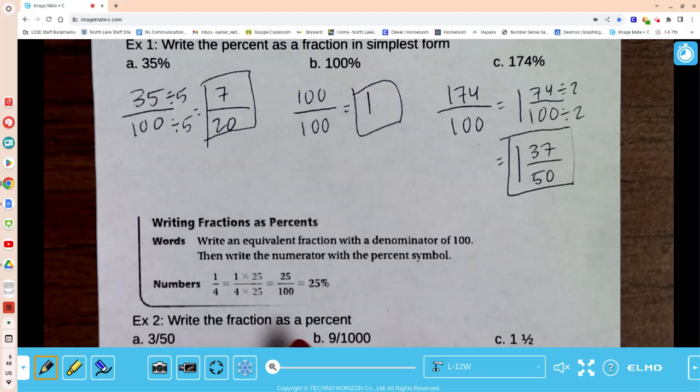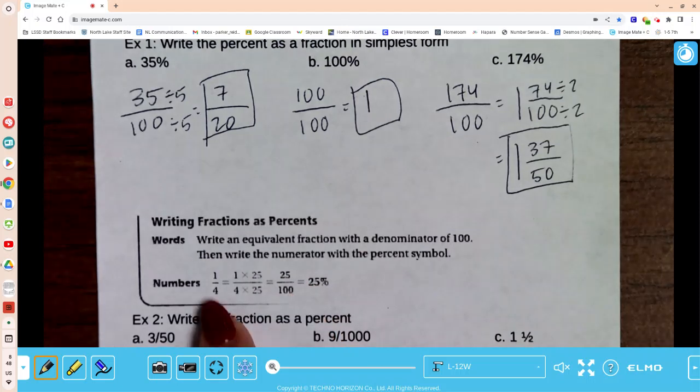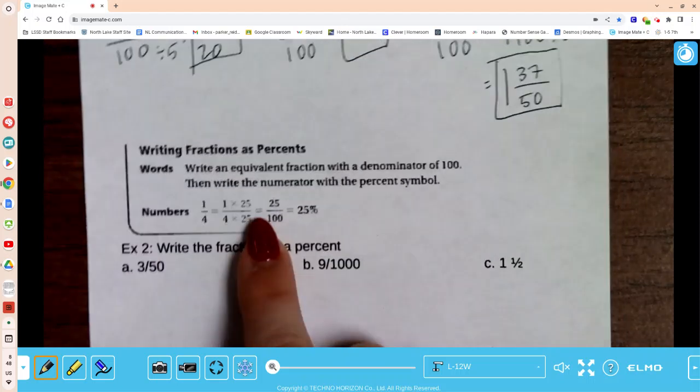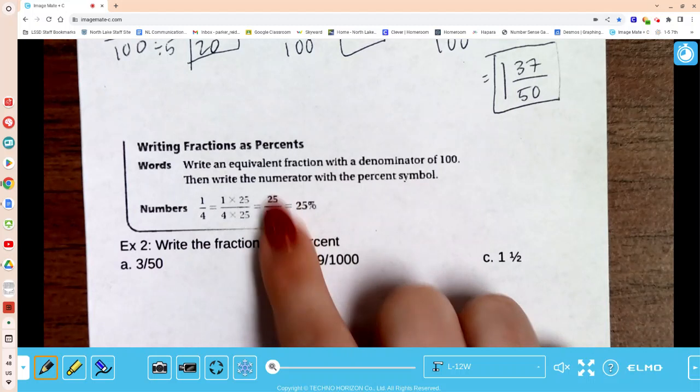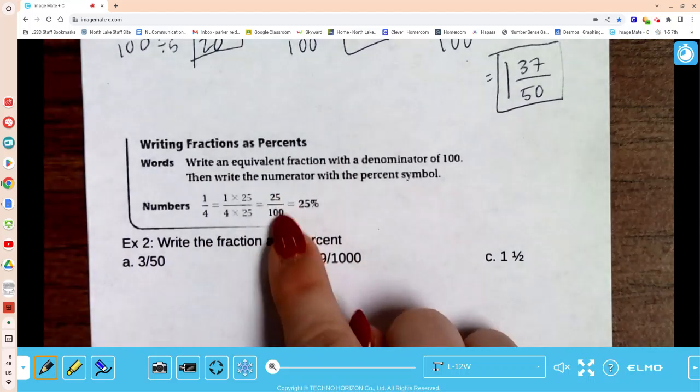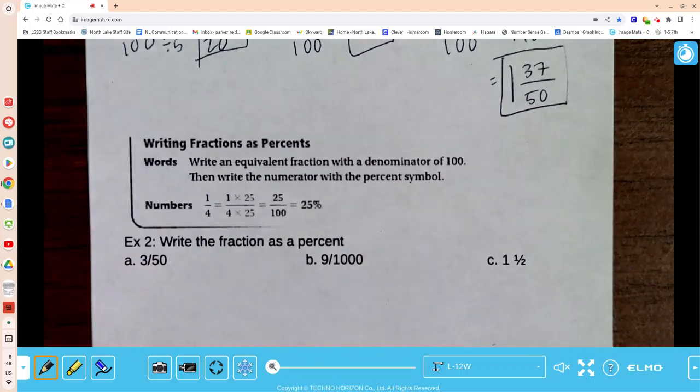Once I know what it is out of 100, so for example, this one, they multiplied 4 by 25 to make it 100. They did the same to the numerator. Once it looks like this, a number over 100, I know that the numerator represents the percent because it represents how much out of 100. So in this case, 25 out of 100, 25%.